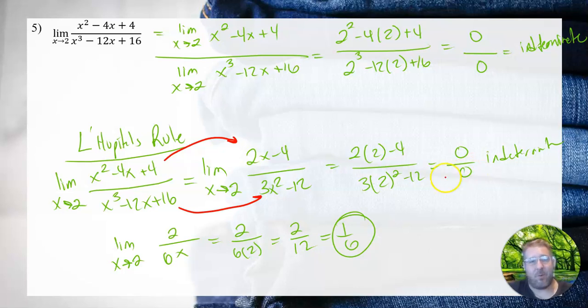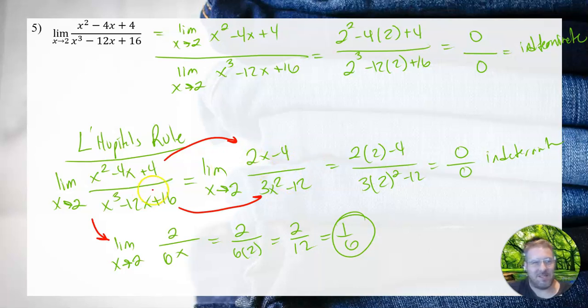Since that happened, what I'm going to do is find the second derivative of the numerator and denominator. Second derivative of f of x and second derivative of g of x gives me this. I'm not going to state that this is equal to this again. I don't think they're going to require that, but this is equal to this because this is the second derivative of this. Oh, whoops, sorry.